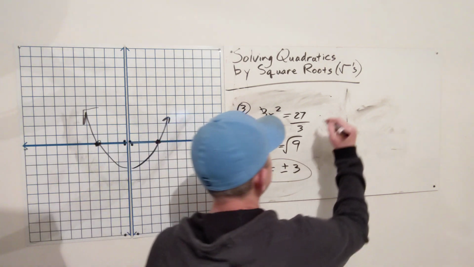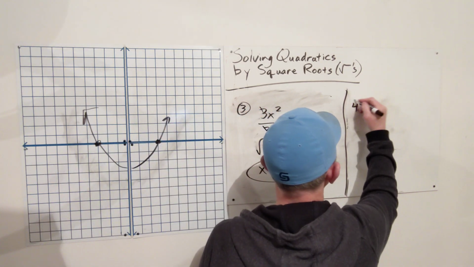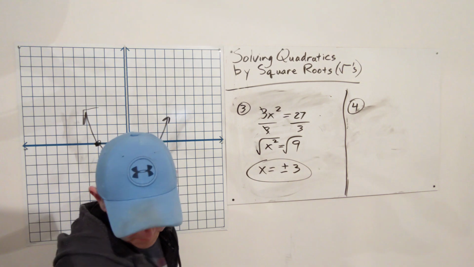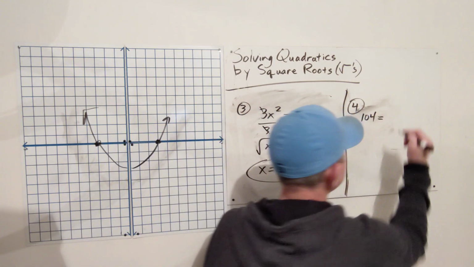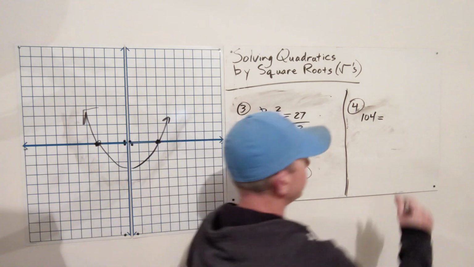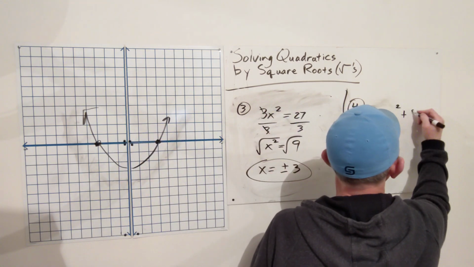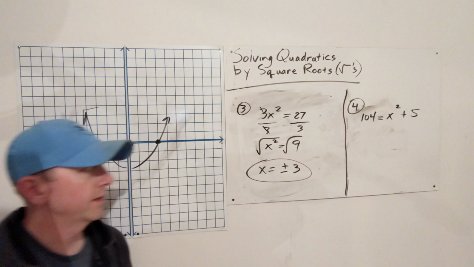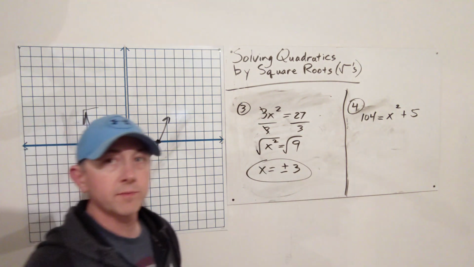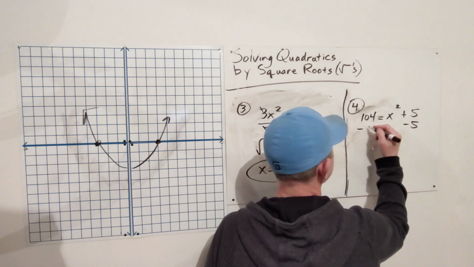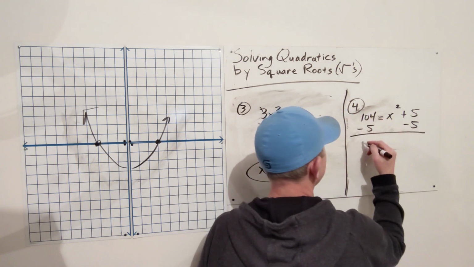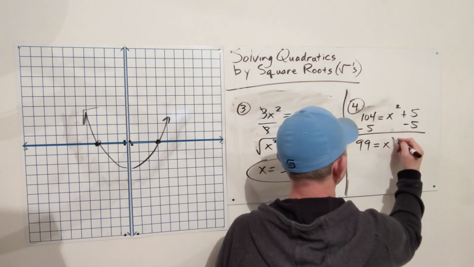All right, number 4, let's go over here. See if we have better luck here. Erasing here in a minute. 104 is equal to x squared plus 5. In this case, we got some bigger numbers, but again, we need to get the x squared by itself. So we're going to subtract 5 this time. We get 99 is equal to x squared.